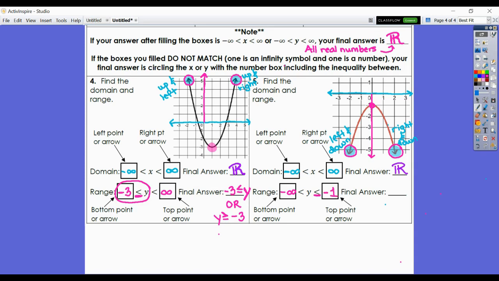And I put an equal sign because that point is definitely included on our graph and filled. At this time, because I do not have matching boxes, I don't have negative infinity with infinity, I don't have a number with a number, I have negative infinity with a number. I go ahead and circle the y specifically here with the number box, including the inequality in between. My final answer is y is less than or equal to -1. Or if I were to switch that, -1 is greater than or equal to y. Again, the alligator is opening to -1 both times here.